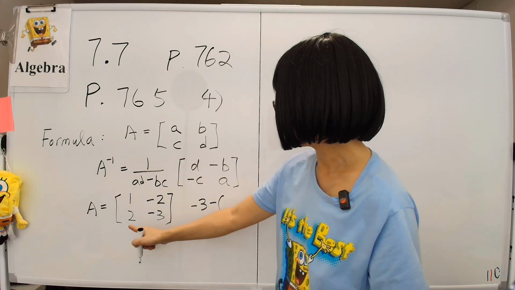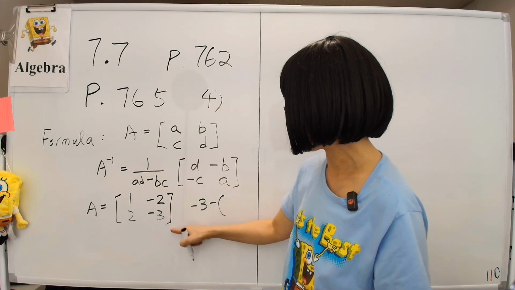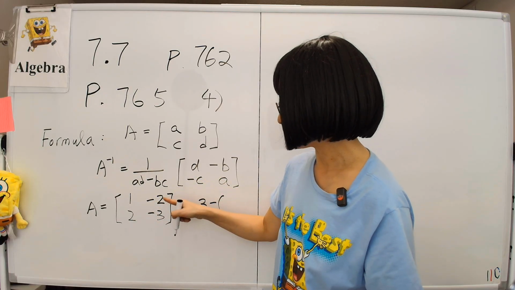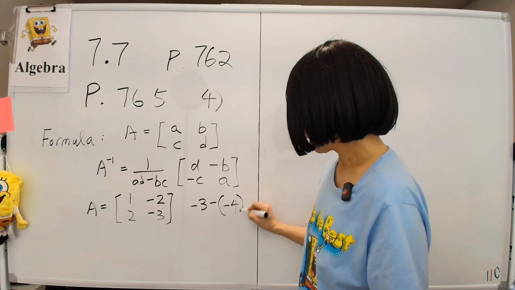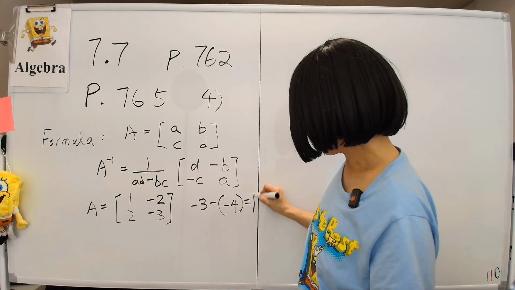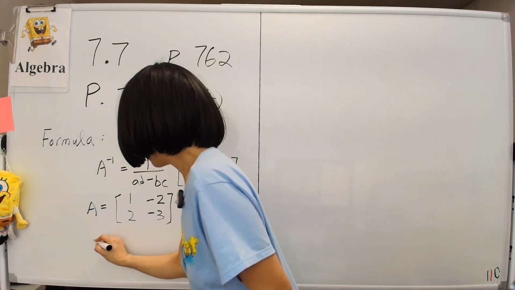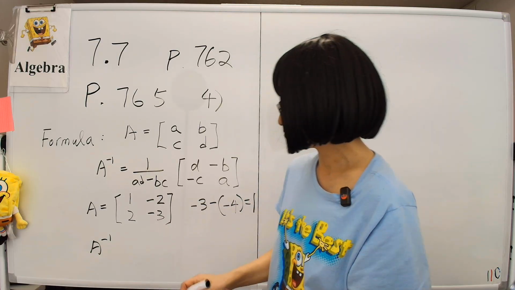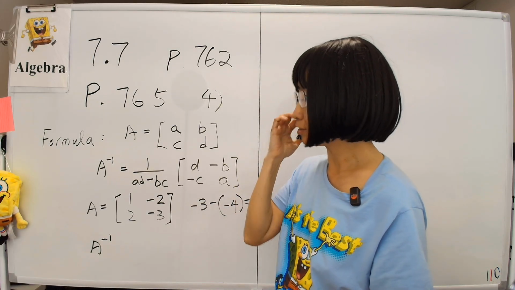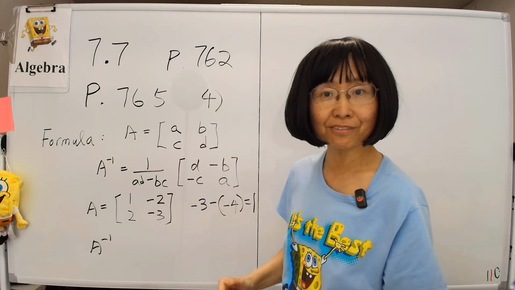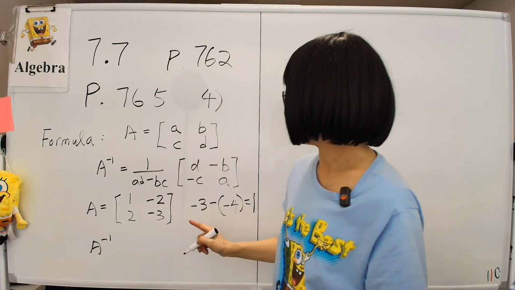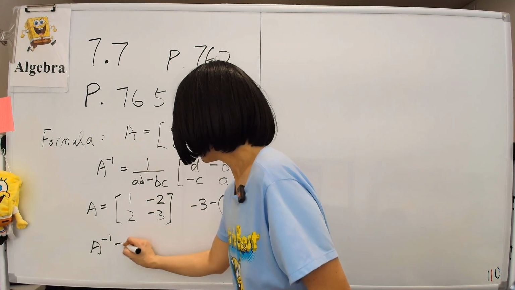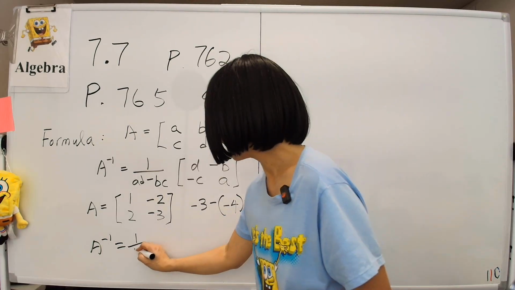And then AD minus BC, like drawing an X: you go down this way and go up this way. So AD minus BC, BC is negative 4, minus negative 4, that is equal to 1. So this thing down here is 1, so that means A inverse. The negative 1 sign normally means something else, but in this case it means the inverse. So A inverse is equal to 1 over 1, so that is just 1.